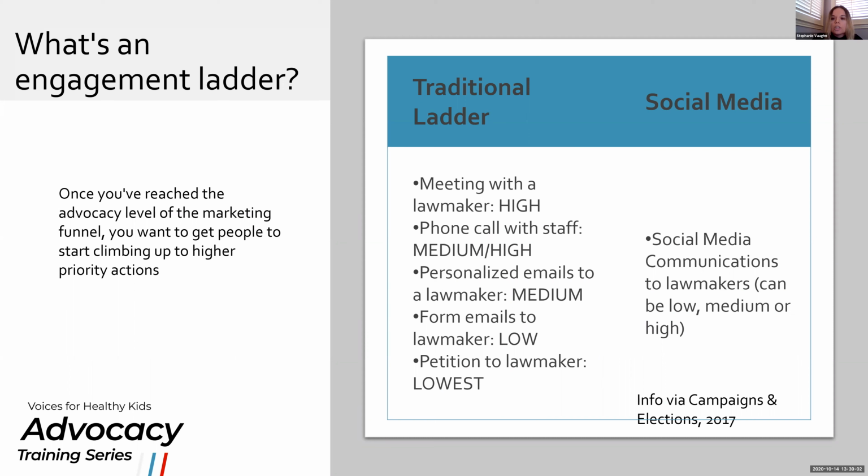Once your audience has reached the advocacy level of the marketing funnel, you'll want to get people to take bigger and bigger actions. Traditionally, we classify actions from low to high. Getting someone to sign a petition for a lawmaker is low because it's an easy, low effort ask. You can just ask someone to sign their name. It doesn't take much time or effort on the part of the advocate.